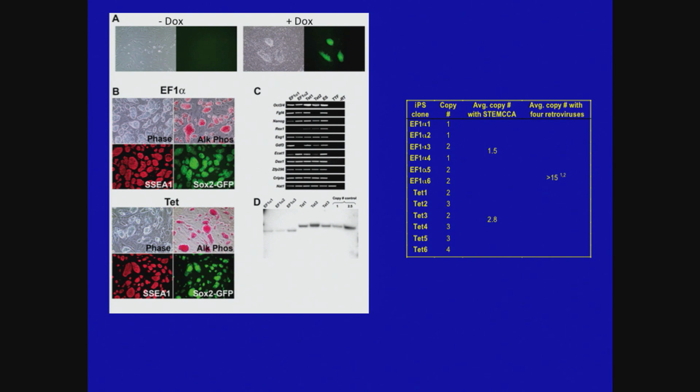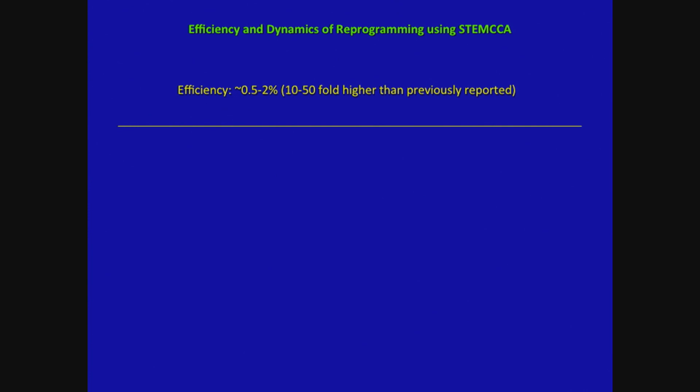And if you have one integration, it's very easy to remove it. So we basically built, and this is just showing that the average was 1.5 for the constitutive, a little bit higher integration for the inducible. This is just some of the properties of our STEMCCA. At that time, we obtained an efficiency of around 1%, which was very, very high for those days. Okay, it's around 50-fold higher than was previously reported.